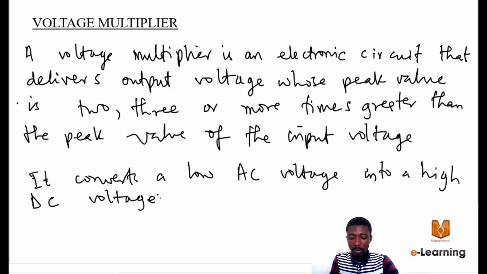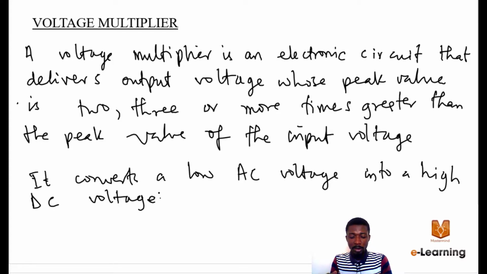Now, the use of a voltage multiplier circuit reduces the size of the high voltage transformer and makes it possible to remove the transformer. So if I have a voltage multiplier in my circuit, it makes it possible to remove the transformer. So instead of putting a transformer which will step up my voltage, I can comfortably bring a voltage multiplier which will perform the same function.